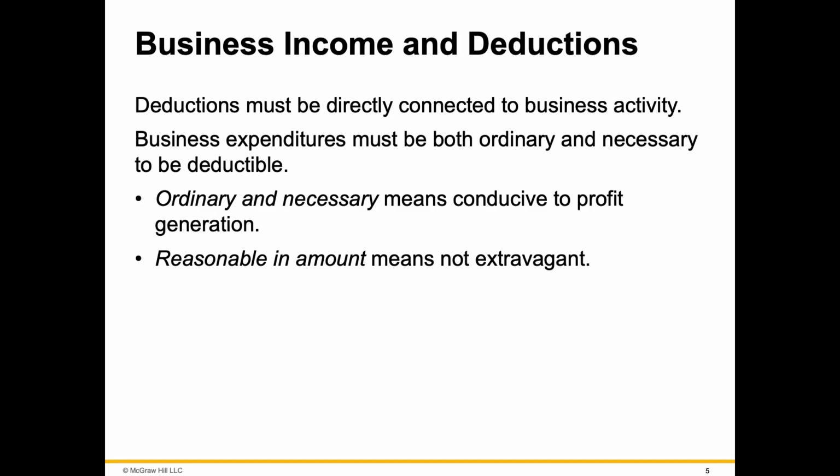Business expenditures also need to be both ordinary and necessary to be deductible. An ordinary expense is one that is common and accepted within the specific industry. For example, if you own a landscaping business, costs related to buying plants or maintaining landscaping equipment would be considered ordinary expenses. A necessary expense is one that is helpful and appropriate for the business. It doesn't have to be indispensable, but should be useful in achieving the business's goals.